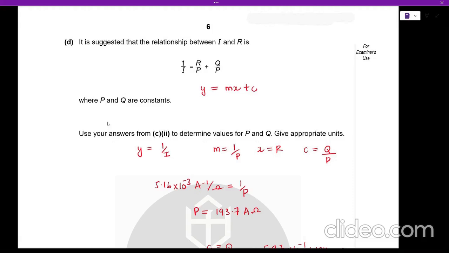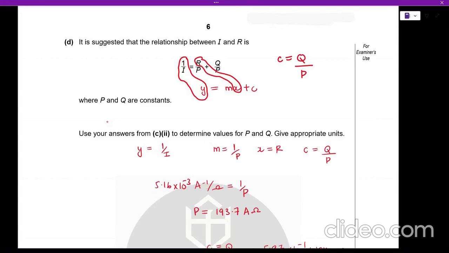As you could see, 1 over I was being plotted on the y-axis, so it is equal to y, while R was being plotted on the x-axis. So it means that 1 over P is going to be the gradient, while the y-intercept is going to be equal to Q over P. So what I did was 1 over I is equal to y, the gradient is equal to 1 over P, and the x value is equal to R.